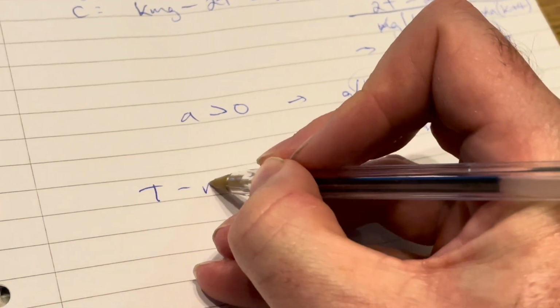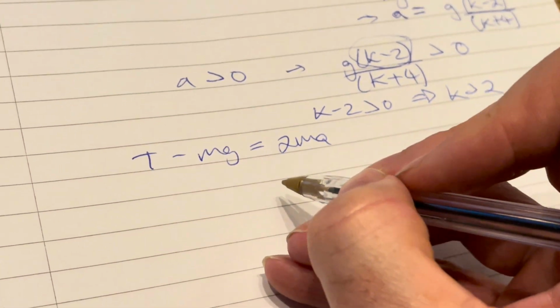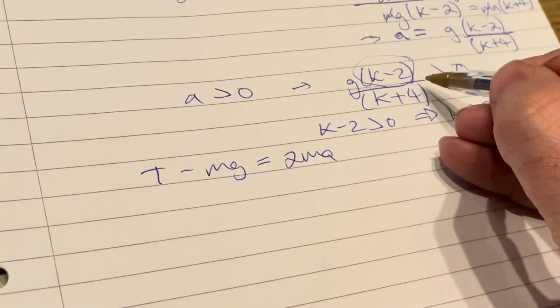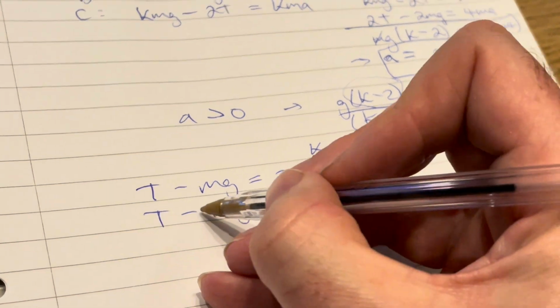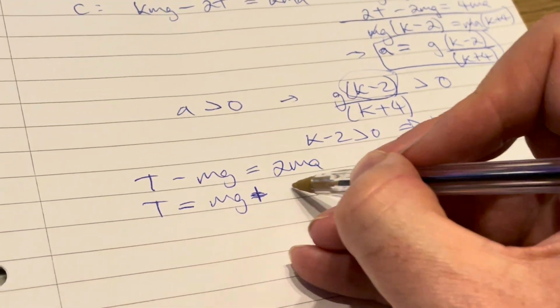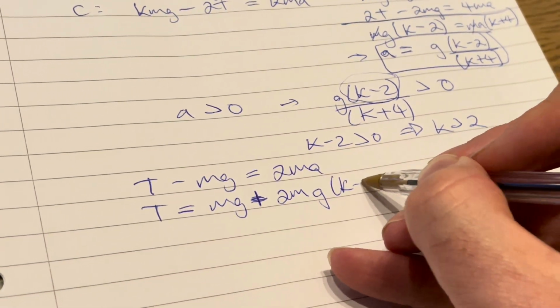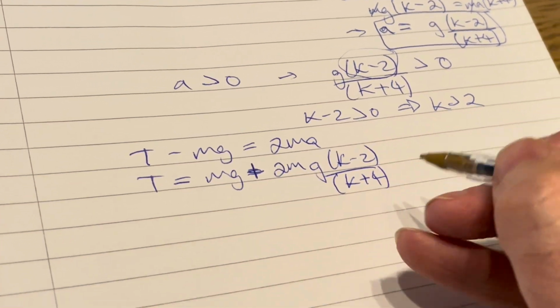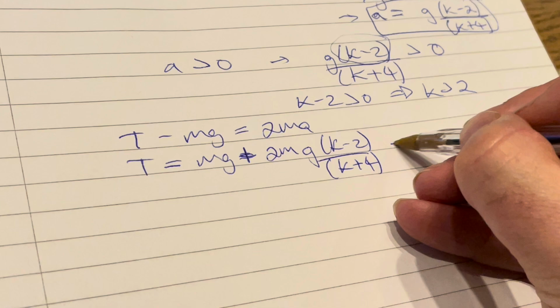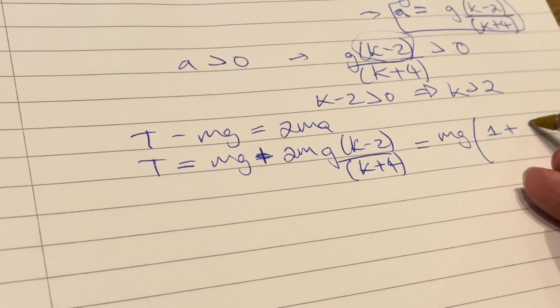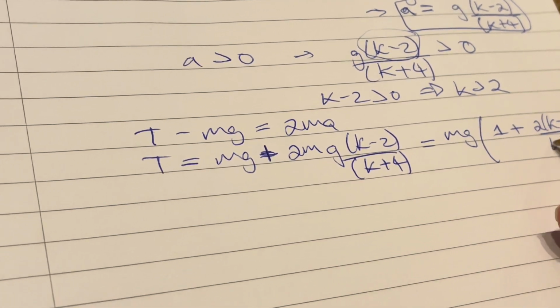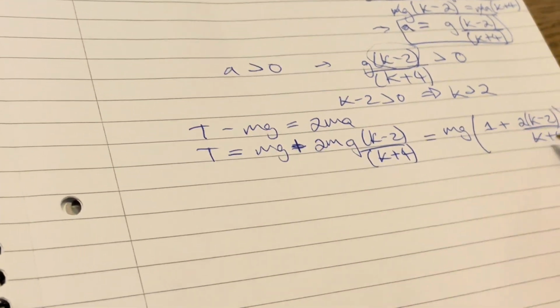Find the tension in the string. Well, let's pop it into one of these equations. So T minus mg is equal to 2ma. Okay, so we have the acceleration, and we have this nice and clean. So T is equal to mg plus 2m g(k minus 2) over (k plus 4), and we can take mg out of that. So it's mg(1 plus twice this), and we can simplify that further to get the tension by putting the k plus 4 over k plus 4.